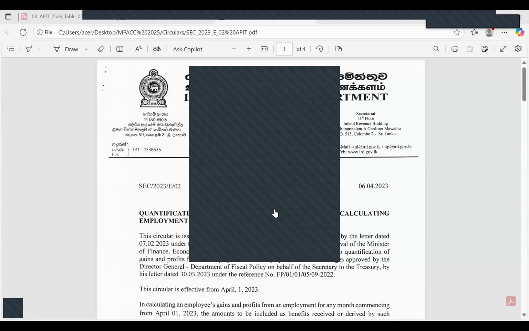So the most beneficial method is for the employer to rent a house and provide it to the employee, because the lowest value should be considered as a benefit.